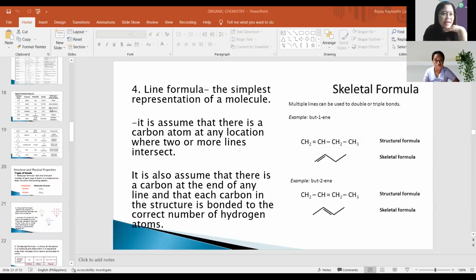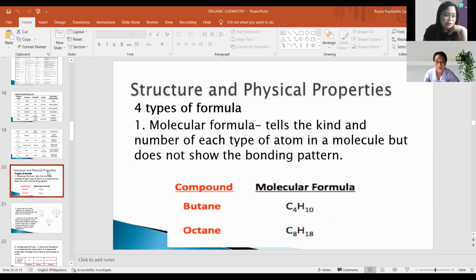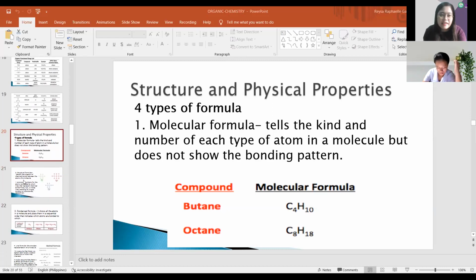We ended last time with a discussion about the 4 types of formula. So just a little review, we have the molecular formula. Do not forget, pag molecular formula, that's the summary of all the elements present in the compound, at the same time, the specific number of atoms. So parang summary lang pag molecular compound. So we will not really see the bondings between the atoms.